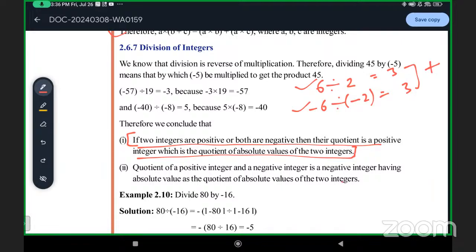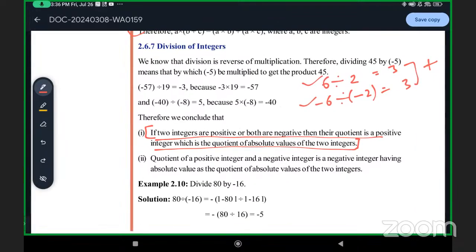Okay. Then the next one, quotient of a positive integer and a negative integer is a negative integer having absolute value as the quotient of the absolute value of the two integers. Means what? Means if I'm having 6 divided by minus 2, my answer will be minus 3.